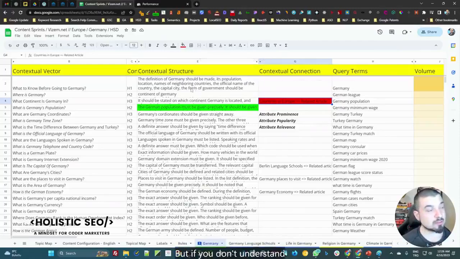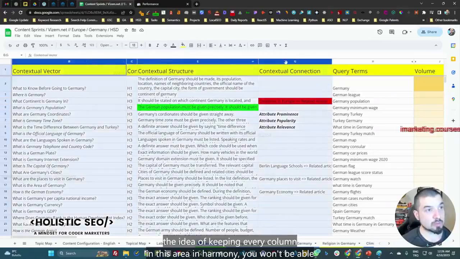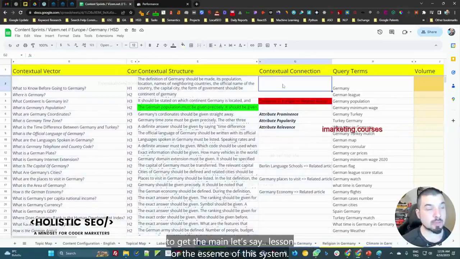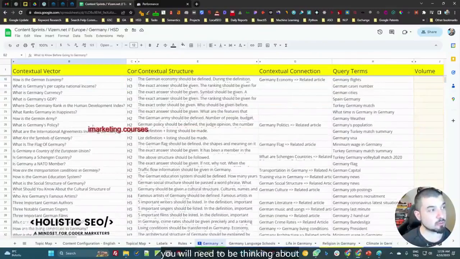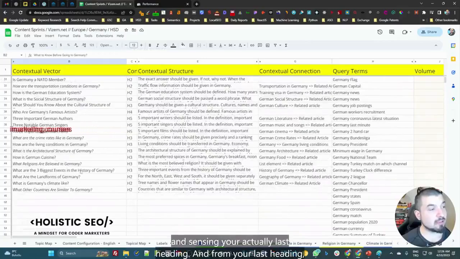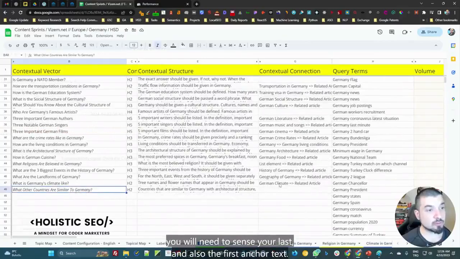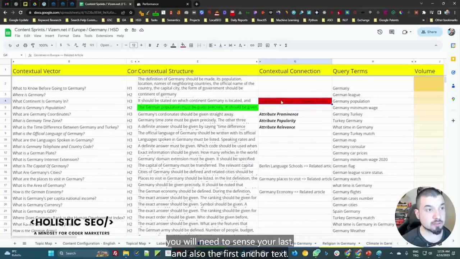But if you don't understand the idea of keeping every column in this area in harmony, you won't be able to get the main lesson or the essence of this system. Which means that when you put your first heading here, you will need to be thinking about and sensing your last heading. And from the last heading, you will need to sense your last and also the first anchor text. And from there, you will need to sense the entire hierarchy and the entire structure that you are creating.